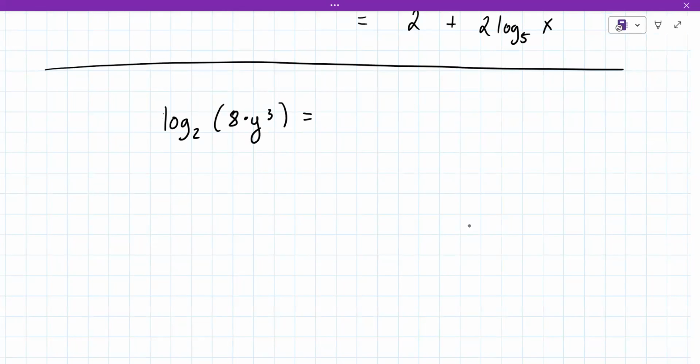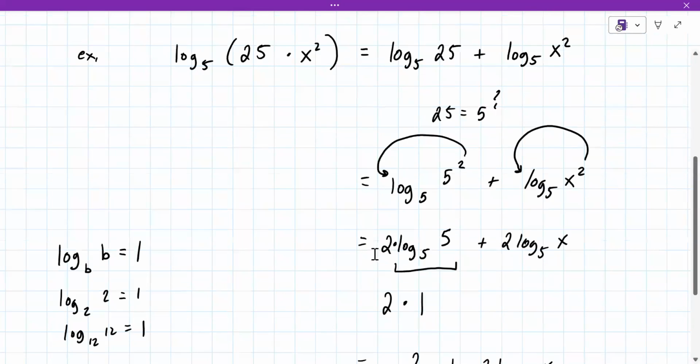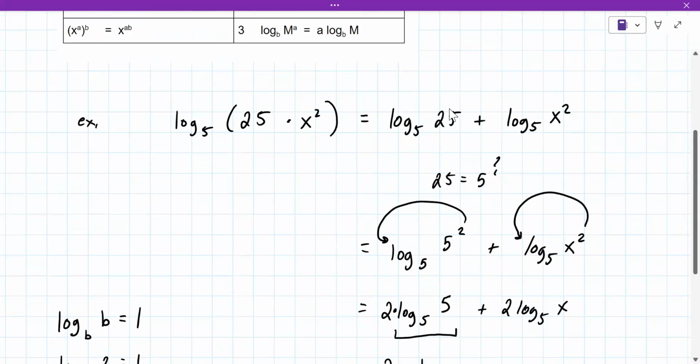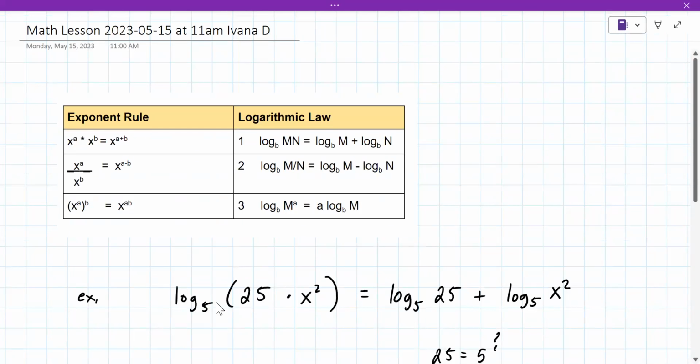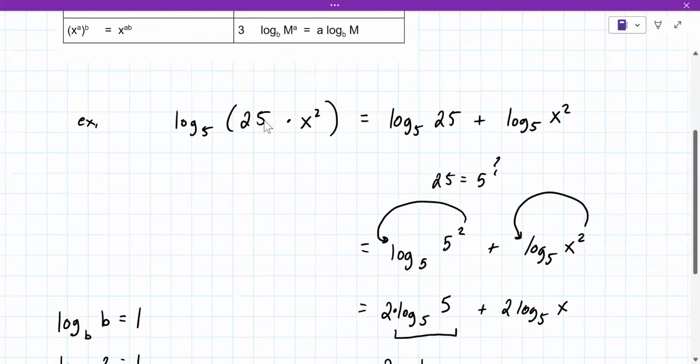I think we first have to get, I would first get the exponent out of the parentheses. Okay, but that's not what we did first back in this problem. If you look back at what you wrote, log base 5 of 25 plus log base 5 of x squared, that's law one.